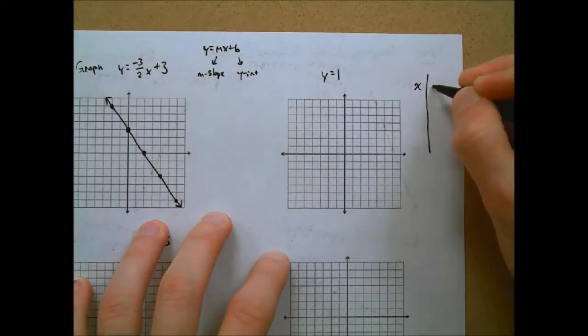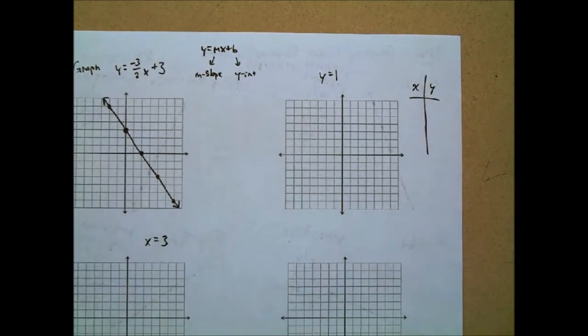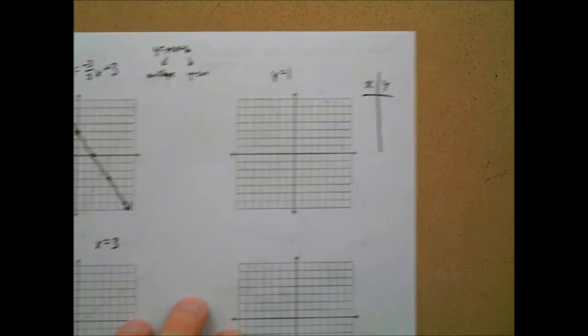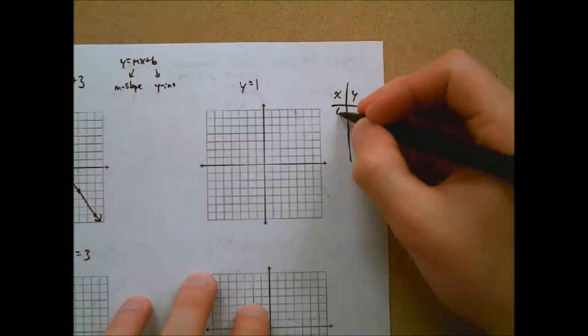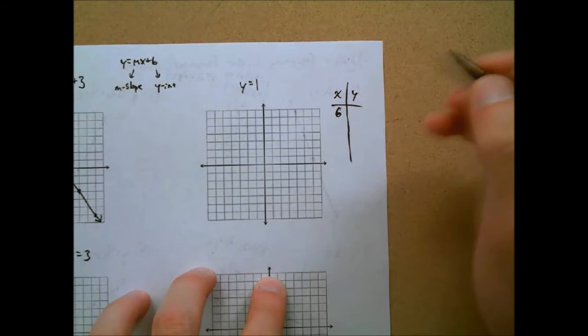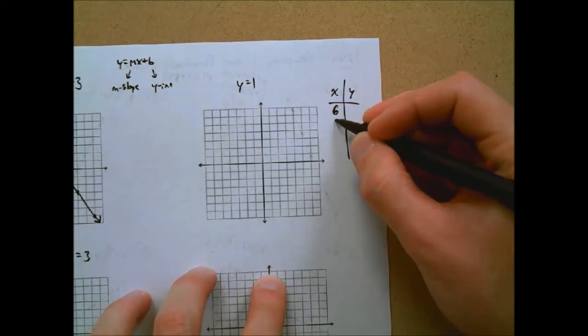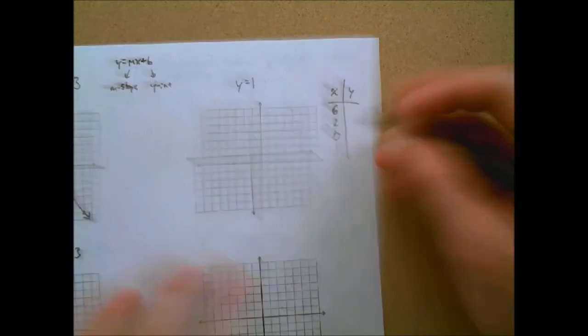Okay? When we go to use the table here, we pick x values, right? So let's go to Erica. Erica, pick some x values for me here for this line. Again, we're graphing this one. Just pick some x values for me. 6. Give me at least one more. 2. Okay, I'm going to pick 0 as well, just for fun. But that's fine. 6 and 2 would be enough.